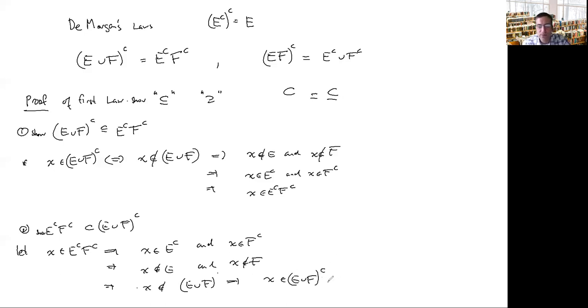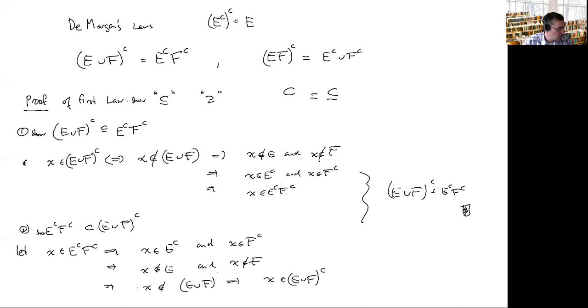And then we've shown that the inclusions go both ways. If one set is included in another and the other set is included in the first set, then they have to be equal. So this means that E union F complement equals E complement intersect F complement. That's what we had to show. So that's De Morgan's laws.